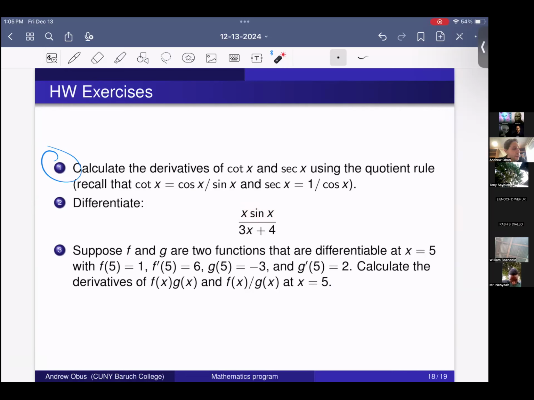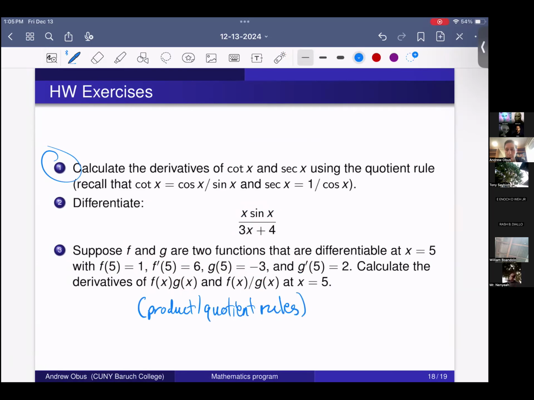Question 3: suppose that we have two functions that are differentiable at x equals 5, with f of 5 equals 1, f prime of 5 equals 6, g of 5 equals minus 3, and g prime of 5 equals 2. Can you calculate the derivatives of f of x times g of x and f of x divided by g of x at x equals 5? You're going to need, again, the product and the quotient rules.